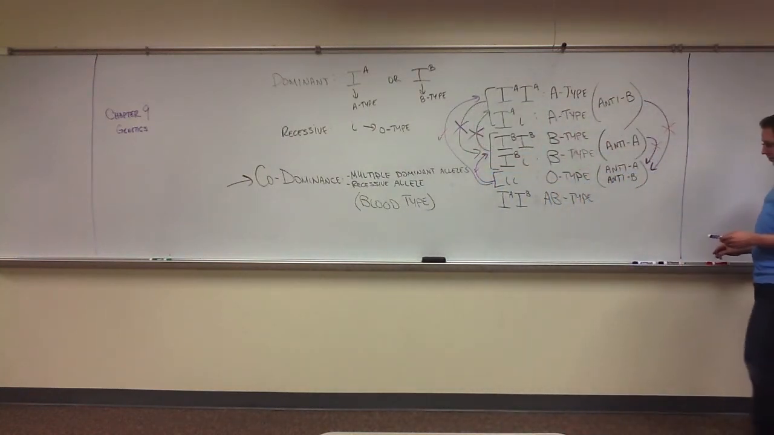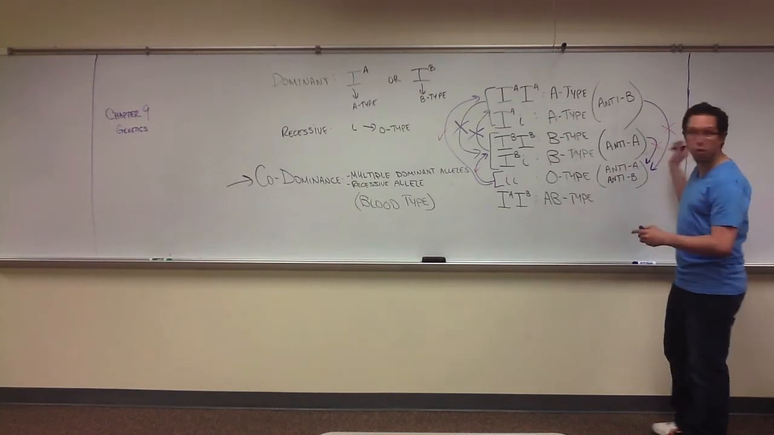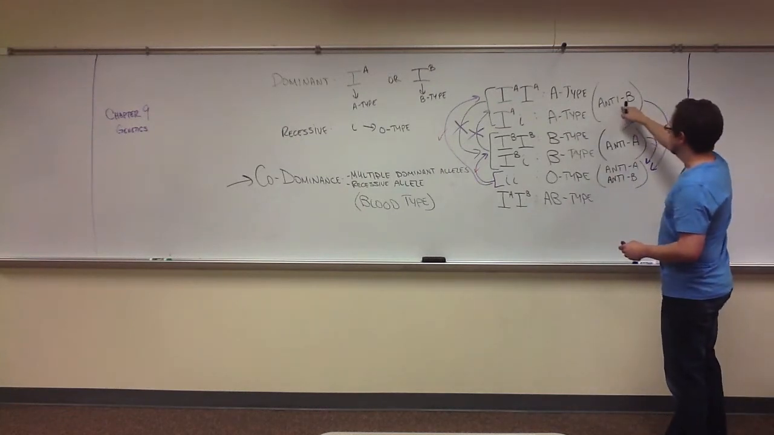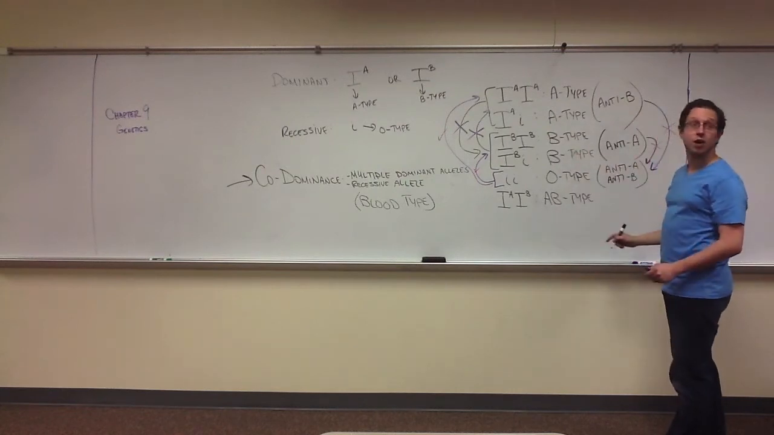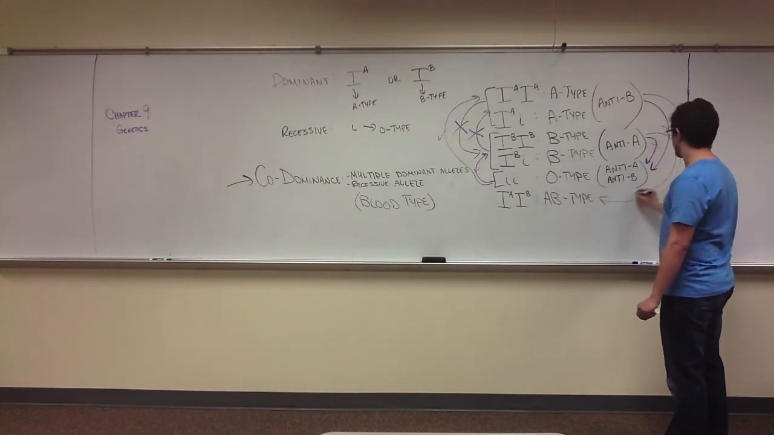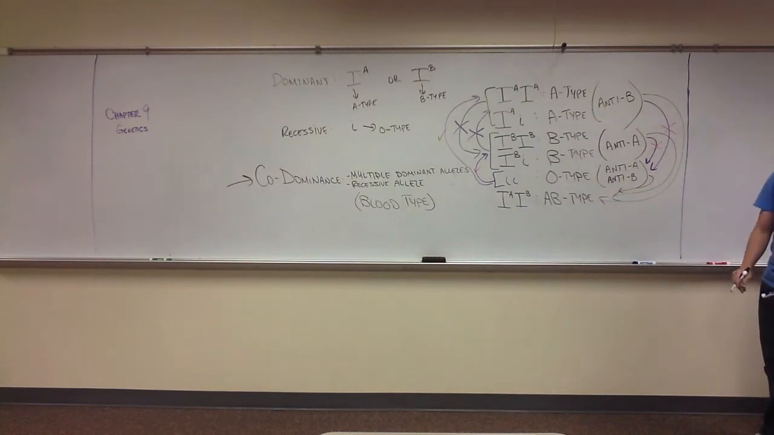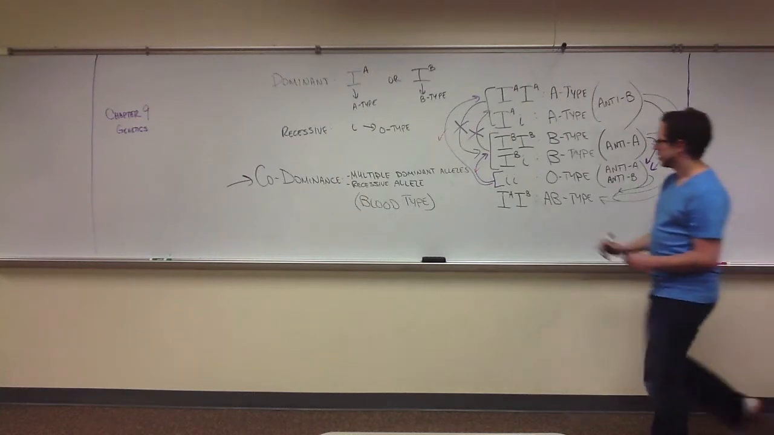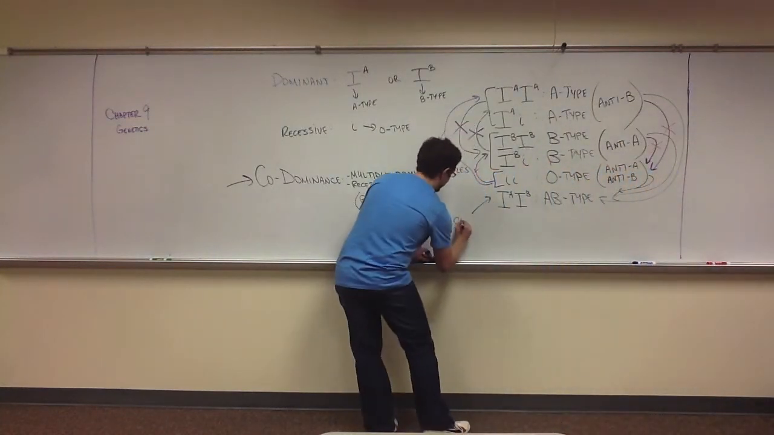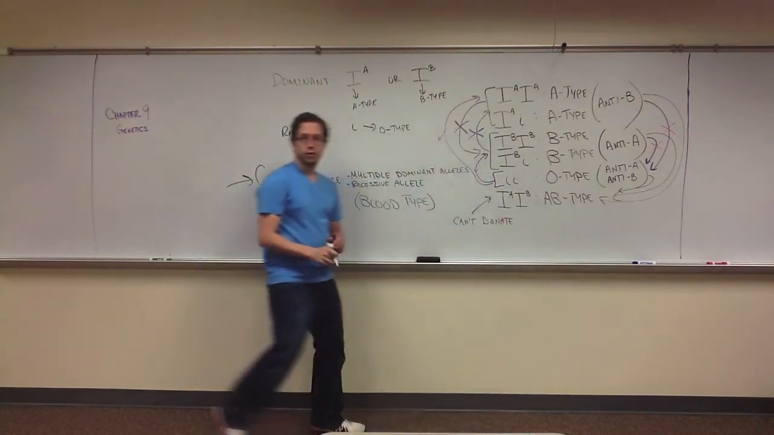All right, and finally, AB blood. Who can it accept from? Both. It has no antibodies. So it can take from A-type blood, B-type blood, and O-type blood, which is why this is commonly viewed as the universal acceptor, because all three other blood types can donate to AB. But can AB donate to any of the other blood types? No, it cannot. So AB can't donate to anybody else, but it can accept from everybody else.